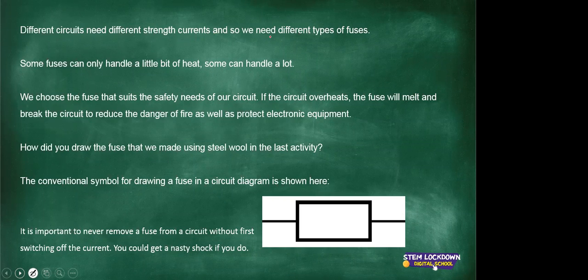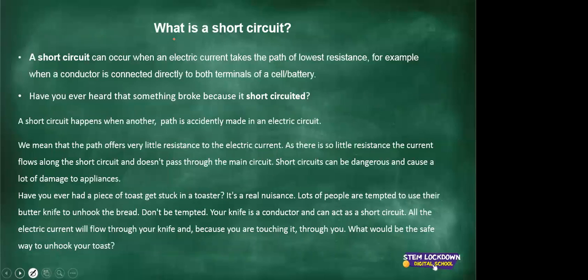Okay, so we spoke about circuits breaking, and if a fuse blew. So what do we basically mean? What is a short circuit? Okay, so a short circuit can occur when an electric current takes the path of a low resistance. So we're saying basically a short circuit occurs when electric current takes the path of a low resistance. This is, for example, when a conductor is connected directly to both the terminals of the battery.